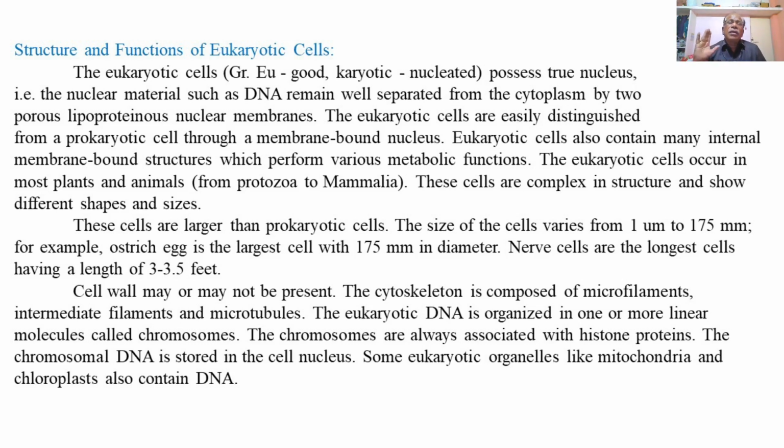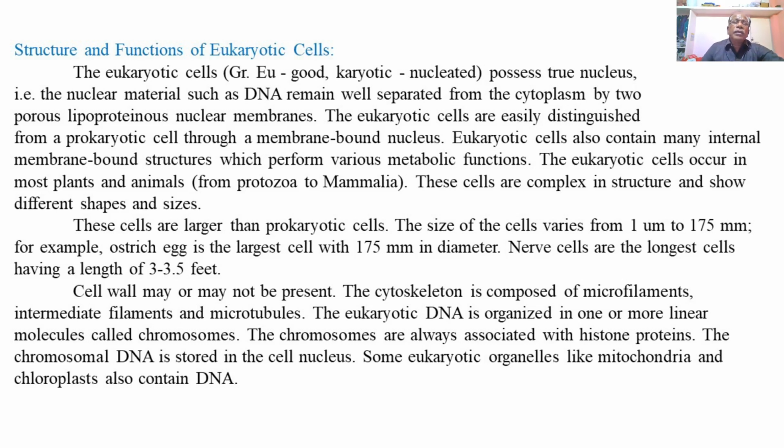These cells are larger than prokaryotic cells. The eukaryotic cells are much larger in size than prokaryotic cells. As we explained earlier, prokaryotic cells are microscopic and very small, ranging from 0.2 micrometer to 5 micrometer only. But the animal cells have a large size, varying from 1 micrometer to 175 micrometer in diameter.